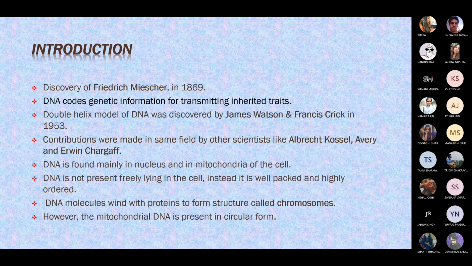DNA is found mainly in the nucleus and in mitochondria of the cell, and it is not present freely in the cell. Instead, it is well packaged and highly ordered. So DNA molecules bind with protein structures called histones to form a structure called a chromosome. However, mitochondrial DNA is present in circular form, and it was discovered by Margit Nass and Sylvan Nass in the 1960s. Moving to the next slide.